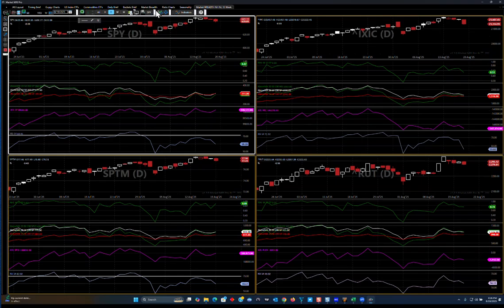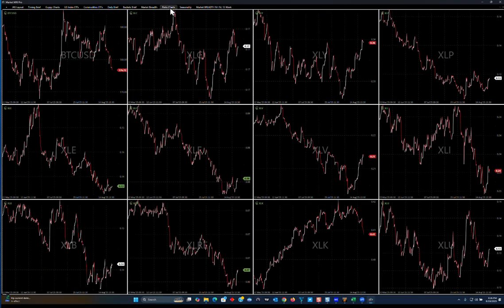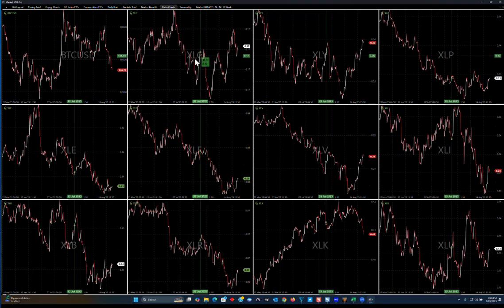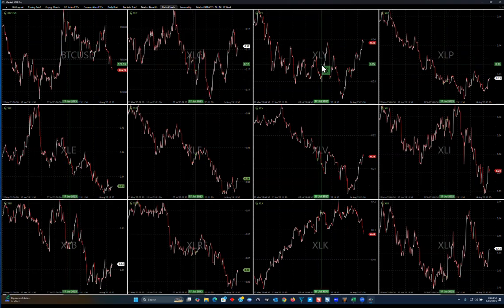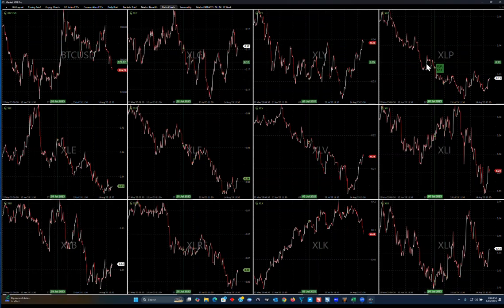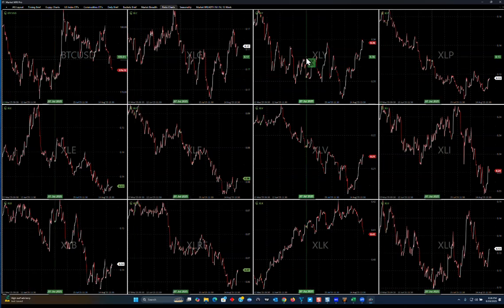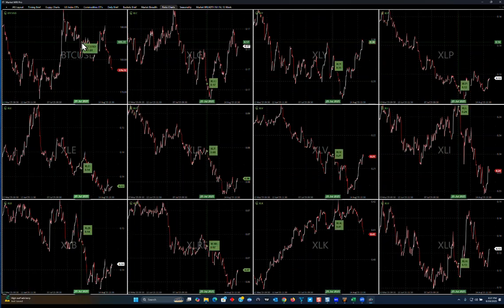Then I go and I look at ratio charts. I want more ratio charts in the program. So Praveen is supposed to make it so I can make my own ratio charts, which means you can make your own ratio charts too. All except for the upper left are the ratio charts versus the Spider: XLC communications, XLY discretionary, and so on and so forth. Upper left is Bitcoin.